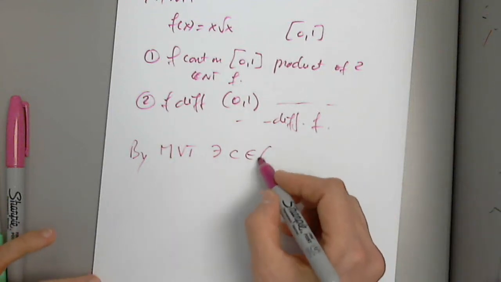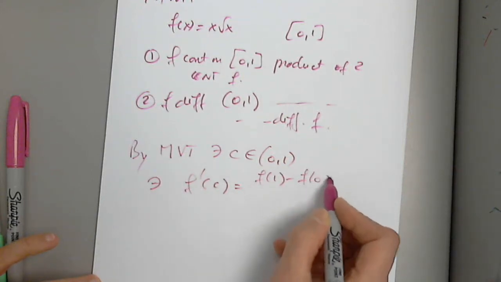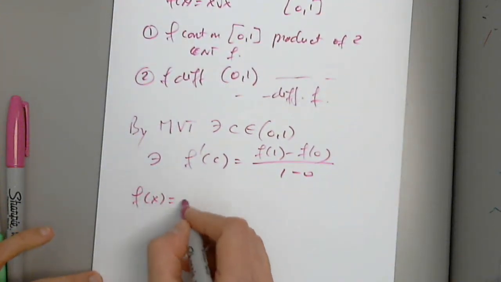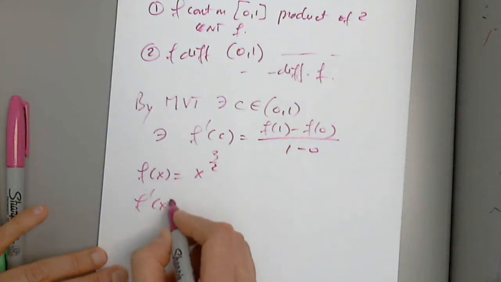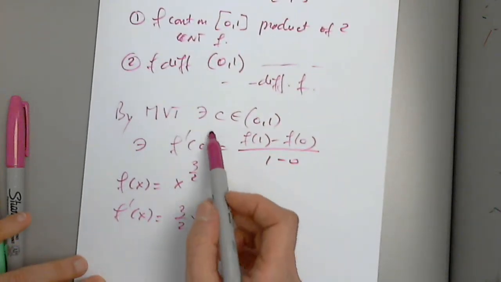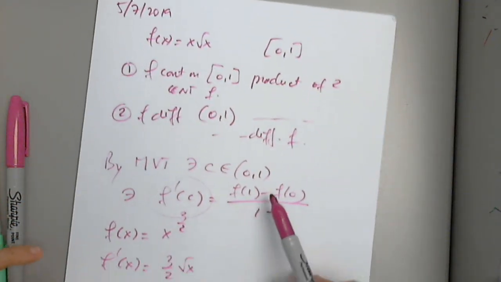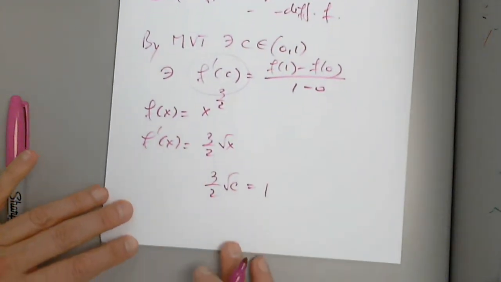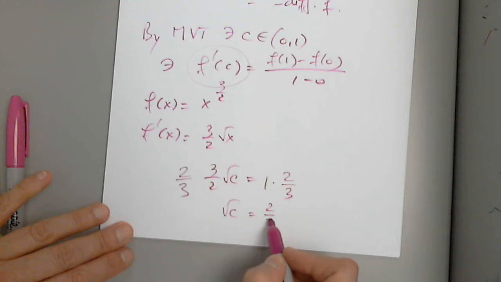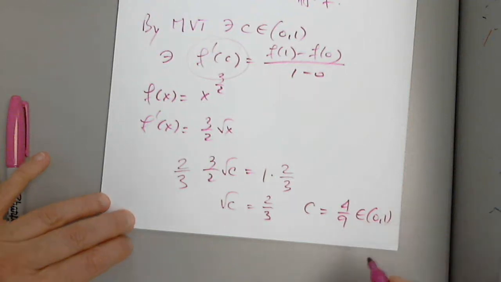c in the interval 0, 1, such that f prime of c equals f of 1 minus f of 0 divided by 1 minus 0. So I do have f of x as x to the 3 halves. I do have f prime as 3 halves the square root of x. I do have f of 1 as 1. So this part is 3 halves the square root of c. And this part, f of 1 is 1, f of 0 is 0, and then this is 1. All I have to do is multiply both sides by 2/3, and I get the square root of c equals 2/3, and I have to square. So c is 4/9. And this has to be between 0 and 1, and it is.